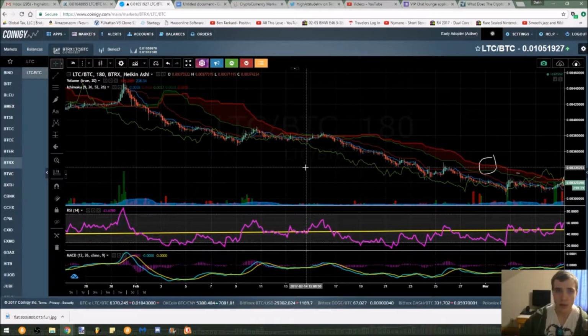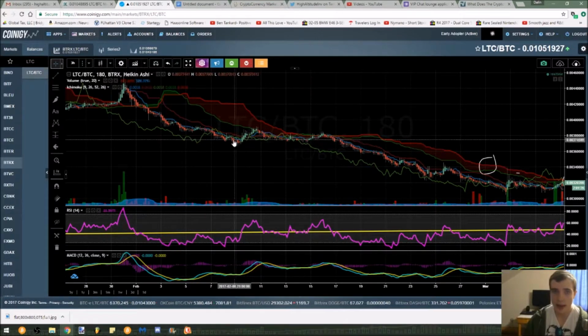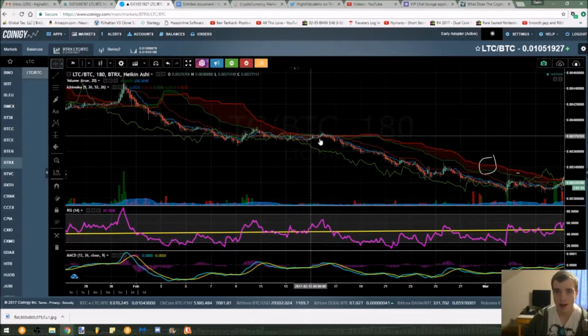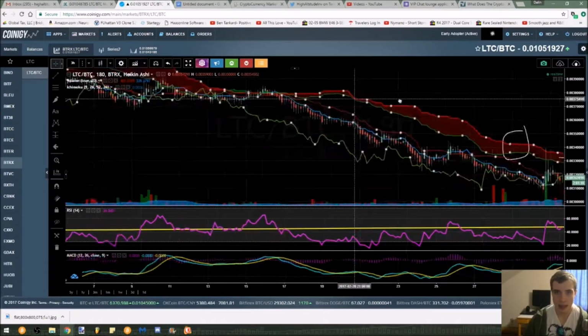So if it breaks up through the cloud or down through the cloud, it has a higher chance of doing that at a thinner point. See right here how it's really thin? That was a pretty high chance that it would break through the cloud, but it didn't in this case.